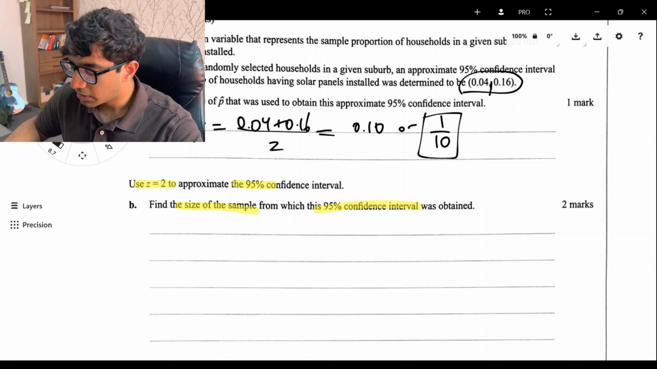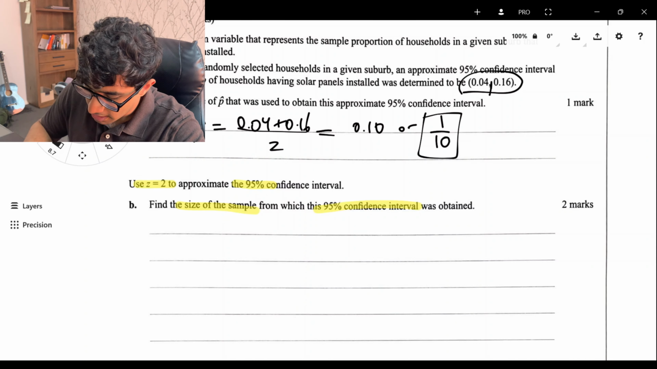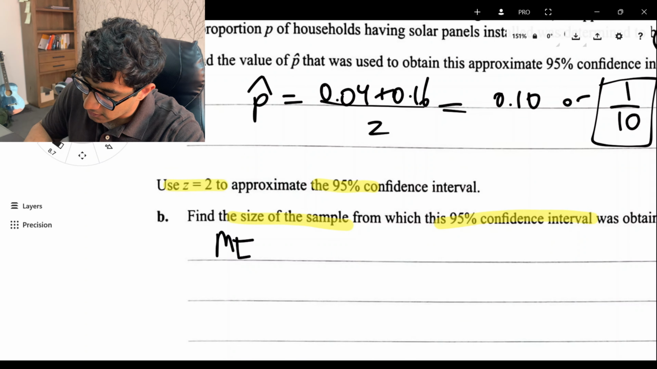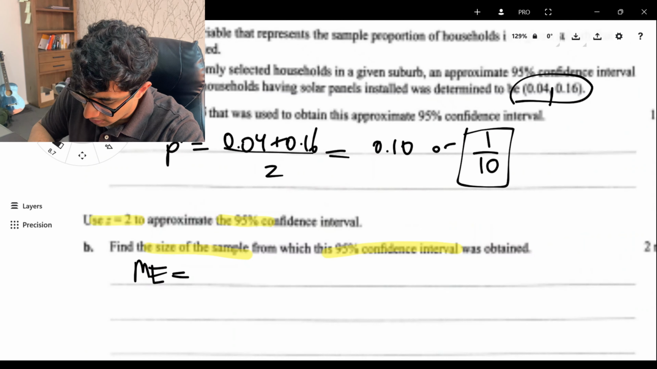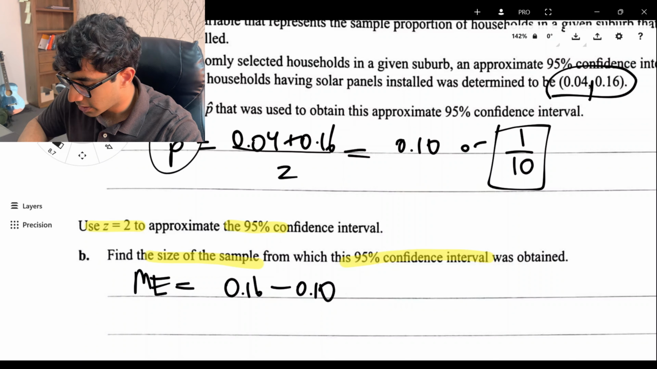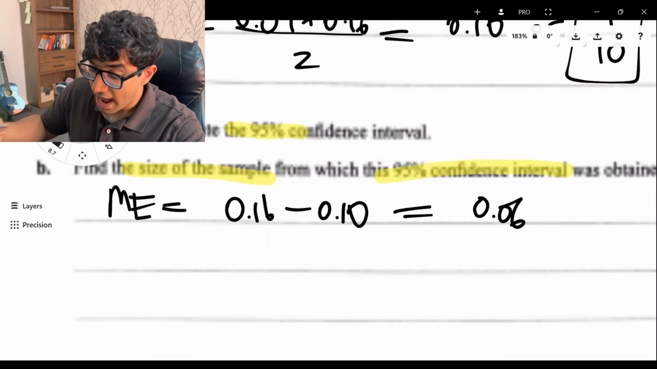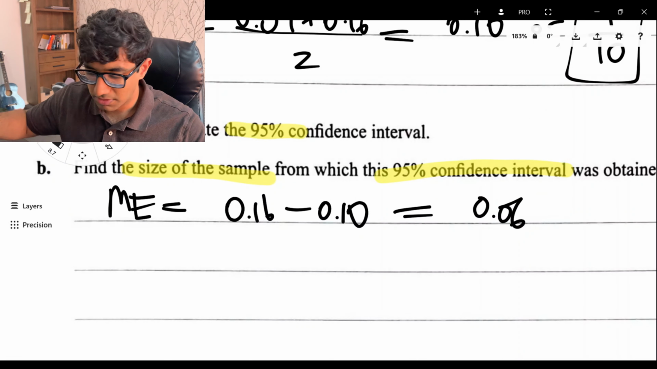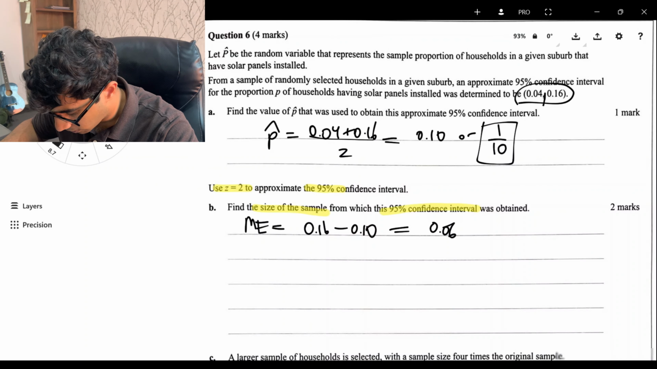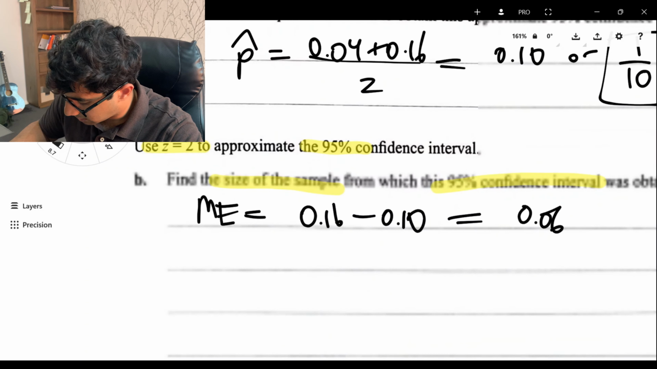So for me, I don't really care about the confidence interval itself. I actually care about the margin of error, okay? So the margin of error in this case is going to be equal to 0.16 minus 0.10. So that's the p hat value that we got earlier, which is going to equal 0.06, okay? Now, what I'm going to do is sub that into the formula that we have, all right? So that's all good.